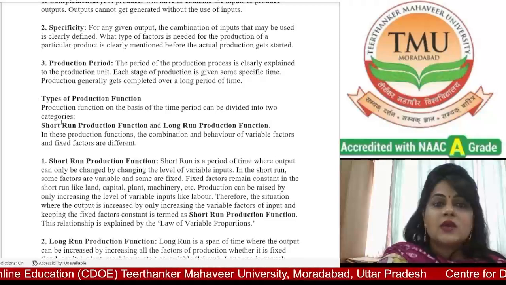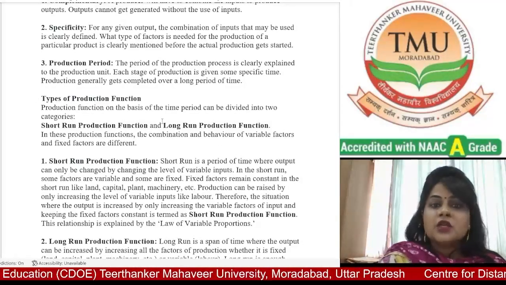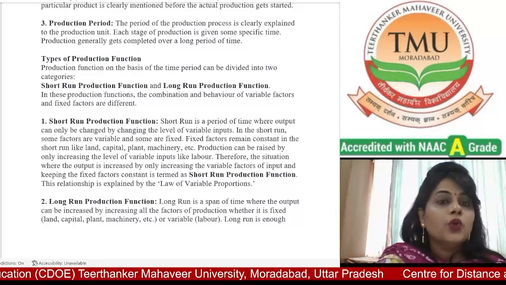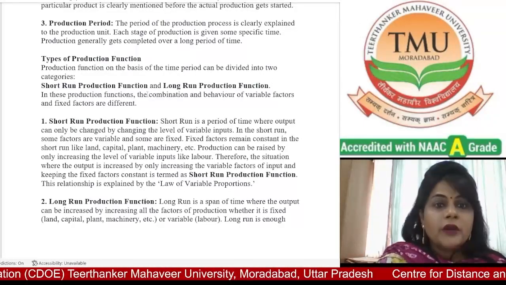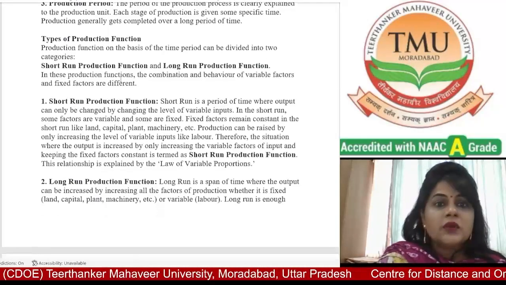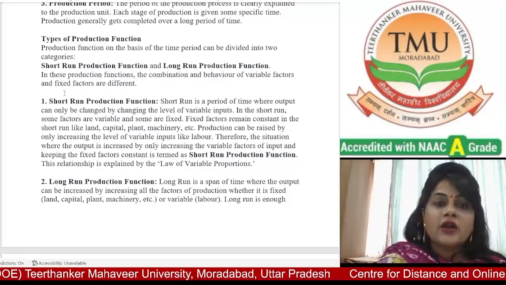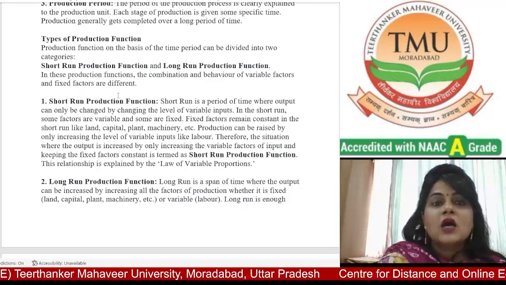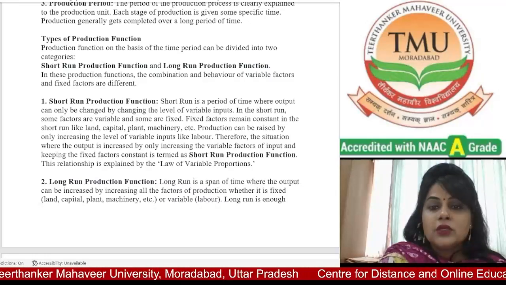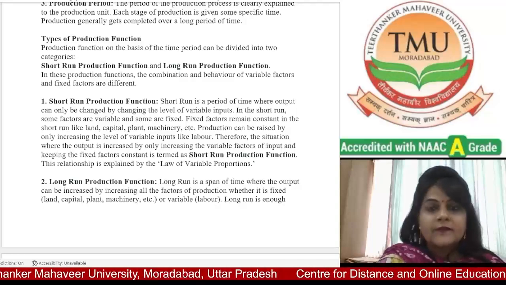Now we discuss the types of production function. The production function on the basis of the time period can be divided into two categories: short run production function and long run production function. In these production functions, the combination and the behavior of the variable factors and fixed factors are different. Now we discuss what the short run production function is.